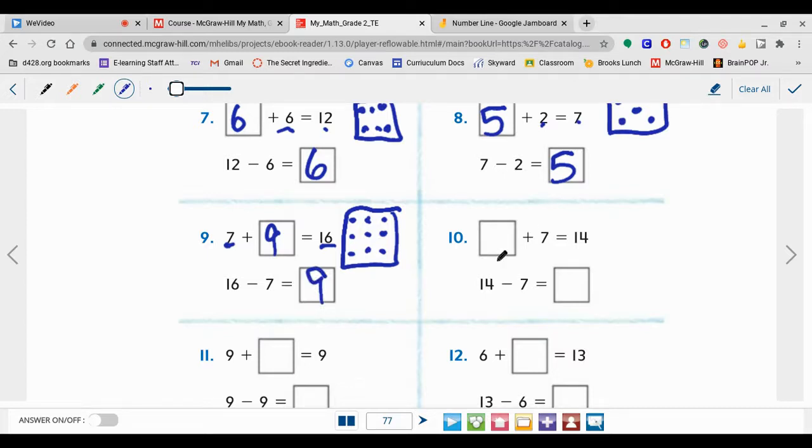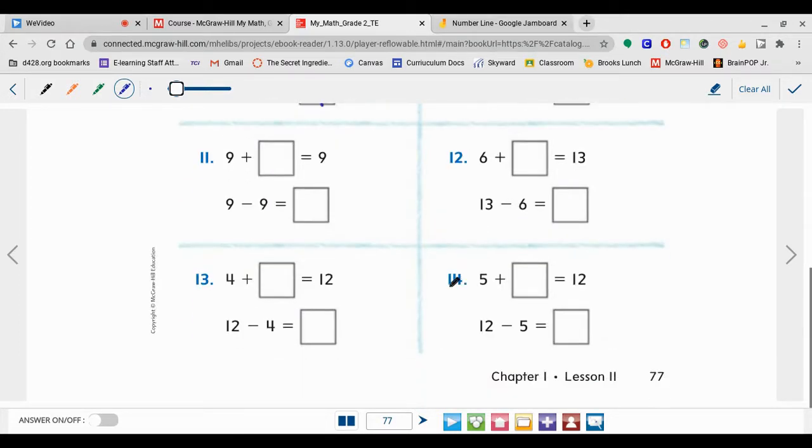For number 10, I've got blank plus 7 equals 14. So I'm going to draw it. So I'm going to start at 7. I'll stop when I hit 14. So 7, 8, 9, 10, 11, 12, 13, 14. Well, how many did I just do? 1, 2, 3, 4, 5, 6, 7. So that means that 7 plus 7 equals 14. 14 minus 7 equals 7.